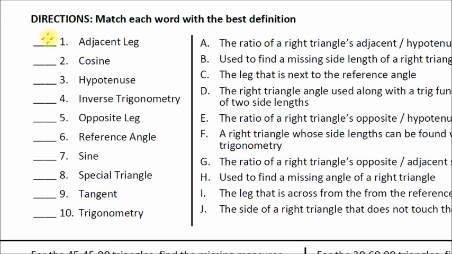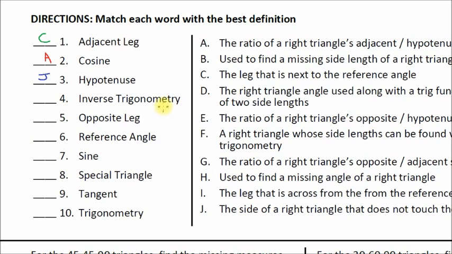Adjacent leg is the leg that is next to the reference angle, that's C. And cosine is, if you think about it, if you write down SOHCAHTOA, cosine is adjacent over hypotenuse, which is letter A. Hypotenuse, we have two ways to think about this. It's the longest side, or it is the side that does not touch the right angle. So letter J, the side that does not touch the right angle.